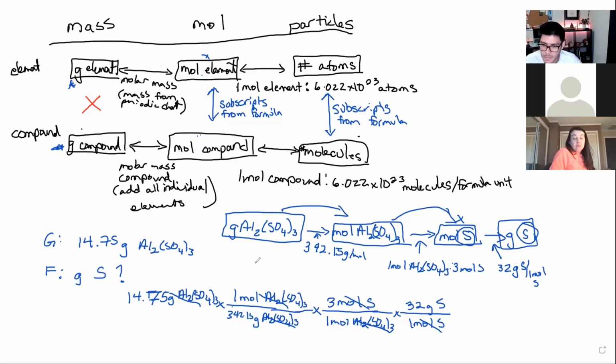And then you just plug this into your calculator. Sometimes people will be like, oh, but don't we have 3 moles of sulfur? So don't I want to put a 3 here? No, you've already taken that into account here. So you don't double that ratio up.